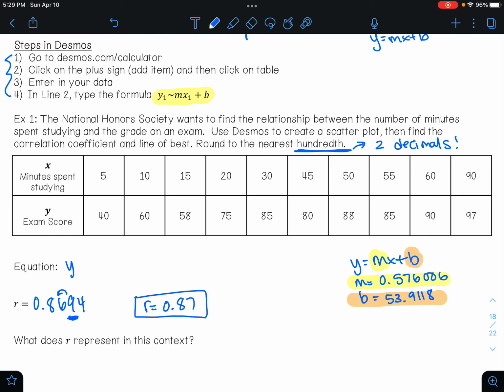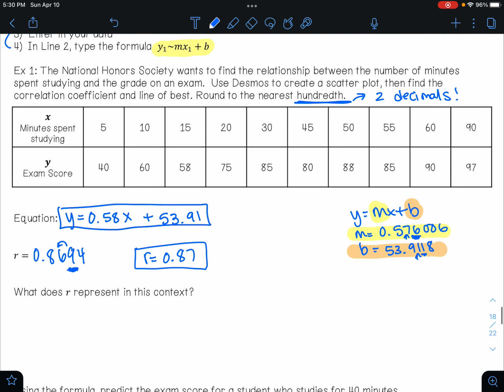So I'm going to have y equals 0.58. Again, I look at the third decimal spot. That's higher than 5, so I round the 7 up to an 8. X plus b is going to be 53.91. Again, look at the third decimal spot. It's less than 5, so we keep this 1 the same. So here we have our equation, and here we have our R value.